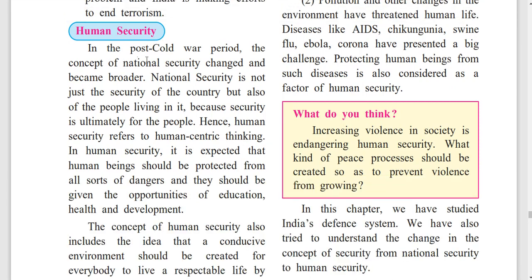Human security. In the post-Cold War period, the concept of national security changed and became broader. National security is not just the security of the country but also of the people living in it, because security is ultimately for the people. Hence, human security refers to human-centric thinking. In human security, it is expected that human beings should be protected from all sorts of dangers and they should be given the opportunities of education, health, and development.